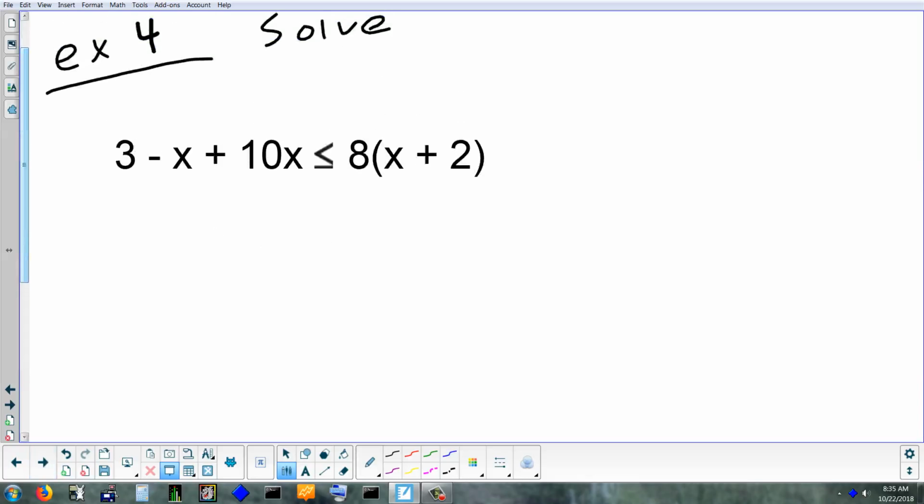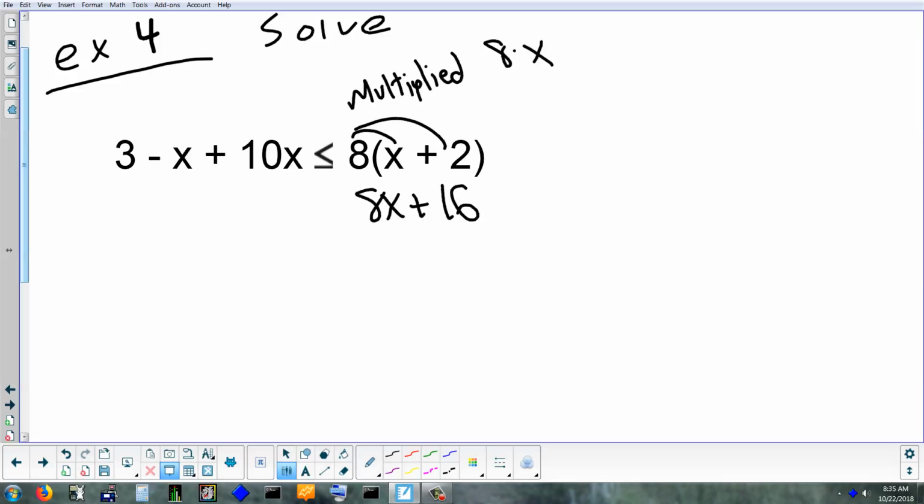Distribute. Can I distribute? Where? The 8. Okay, so the 8 to the x and the 8 to the 2, right? When I do that, what do I get? 8x plus 16. Again, I just took this and I multiplied. 8 times x, 8 times 2. So that's how I got that. All right, I'm going to bring my sign down.